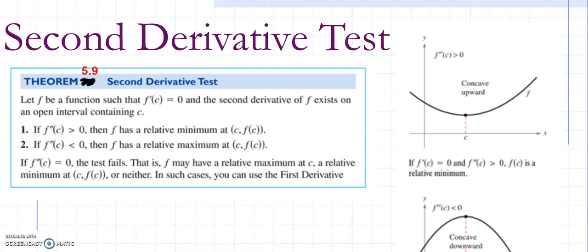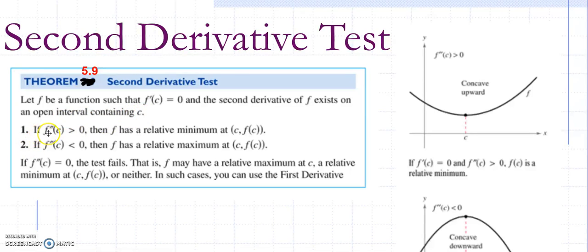So, the second derivative test says if we have some function f, such that the derivative of f, the first derivative of f, at some value c equals 0. So what is that telling us? It's telling us that c is a critical value, what we were calling critical values before, right? That's just a critical value. And the second derivative of f exists on an open interval containing c. That's where the test part's going to come in.